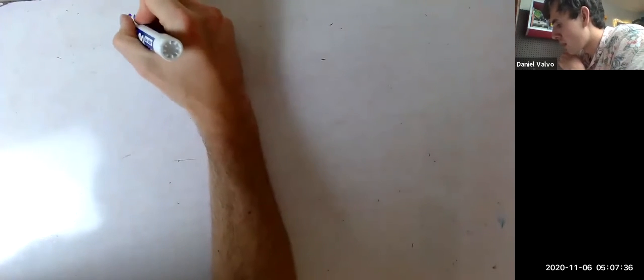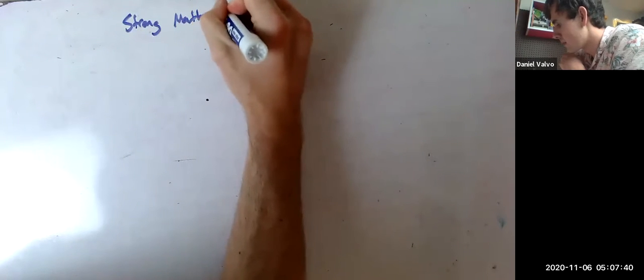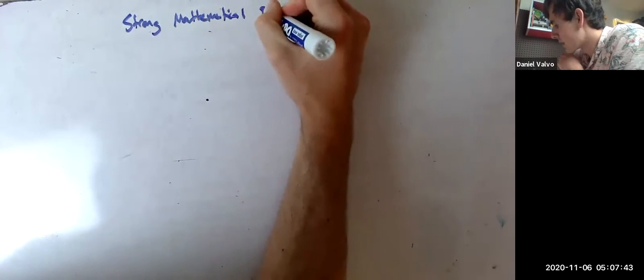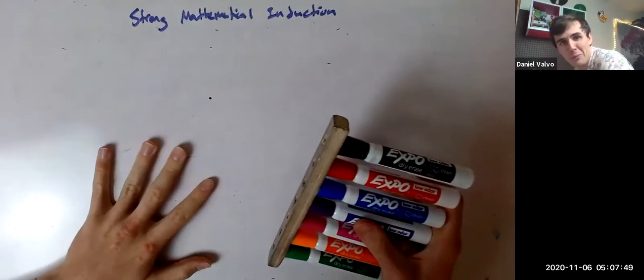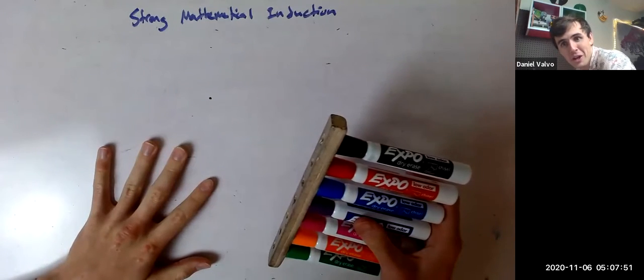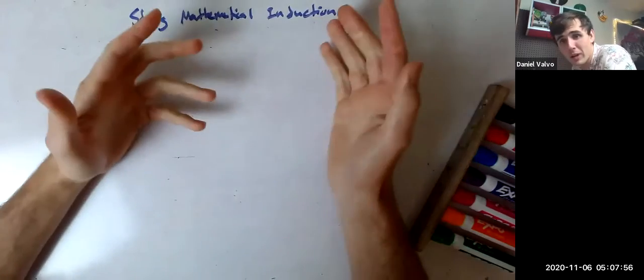So the point is, today we're talking about strong mathematical induction. And I have absolutely racked my brain trying to think of a nice physical example of this, but it's very hard. So strong mathematical induction is compared to weak mathematical induction.